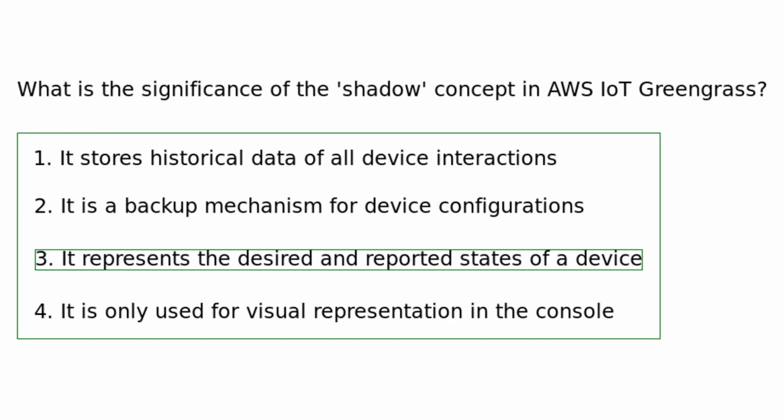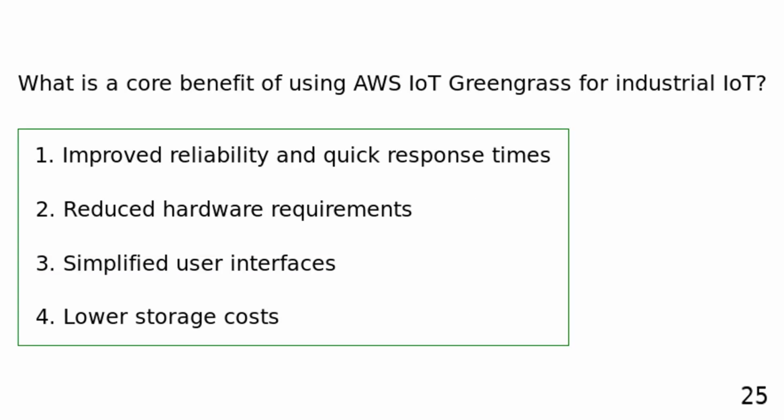Device shadows in AWS IoT Greengrass represent the desired and reported states of a device, facilitating state management and enabling offline operation based on the last known state. What is a core benefit of using AWS IoT Greengrass for industrial IoT? Improved reliability and quick response times. Reduced hardware requirements. Simplified user interfaces. Lower storage costs.